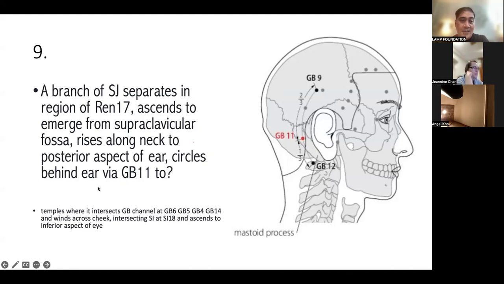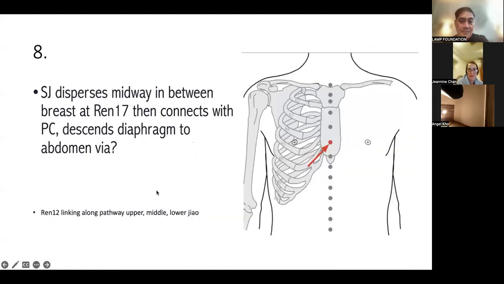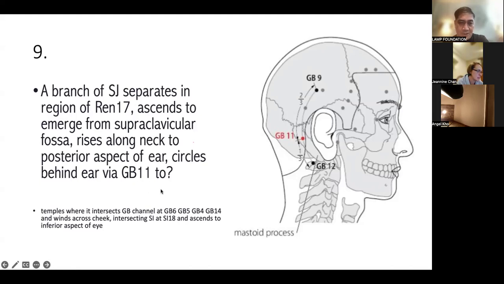So where does it circle behind the ear via GB11 to what part? To the temples, doc. So sa temples, yes, the SJ will intersect with the gallbladder channel at GB6, GB4 and GB14, and then it winds across the cheek, intersecting the small intestine. So if you notice, magkapamilya sila lahat, no? And these are all yang, di ba?